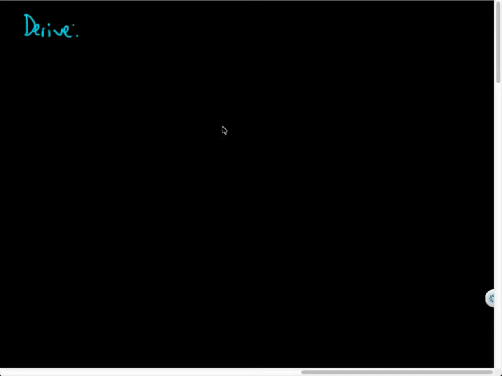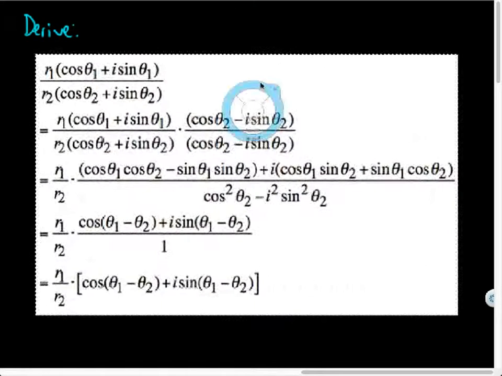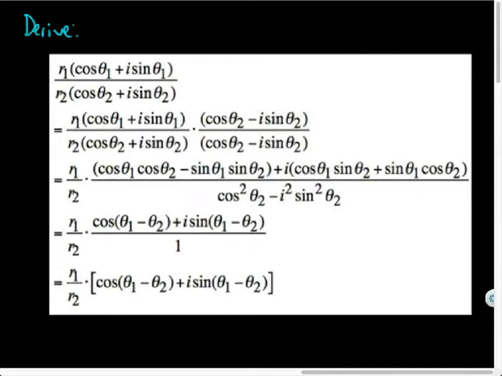So if I want to divide two complex numbers, now you probably don't have to write this down, these derivations. So I've got two complex numbers, I'm dividing them, right? It's got R1 theta 1s and R2 theta 2s.